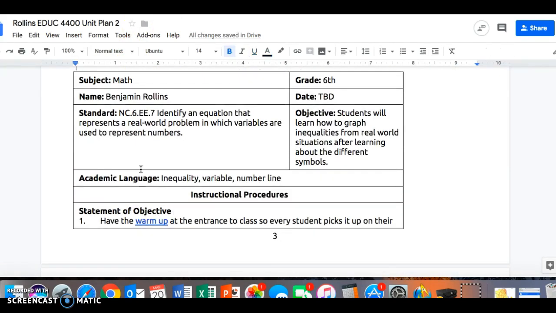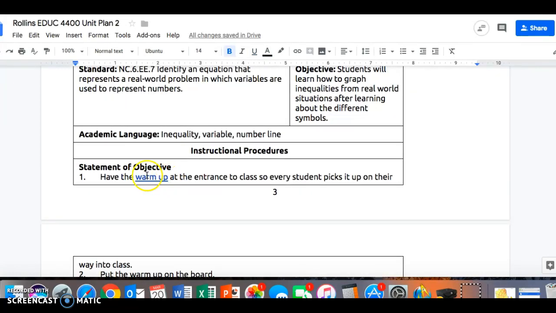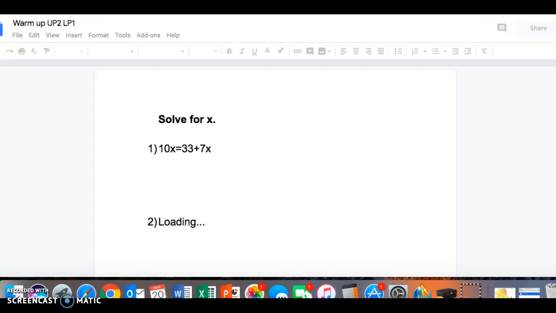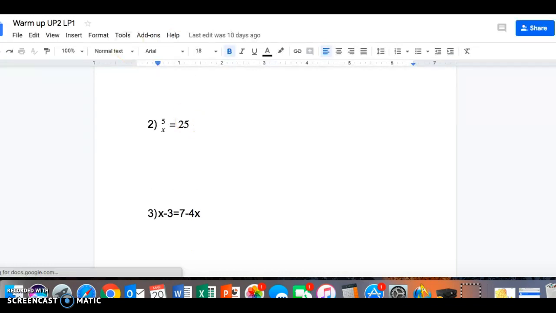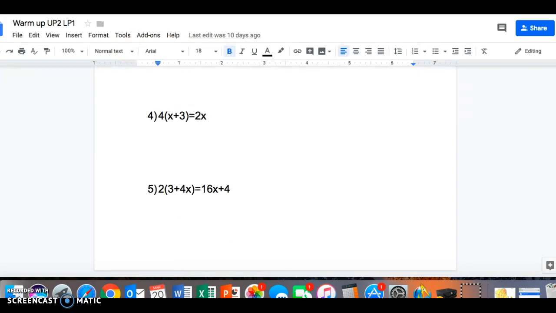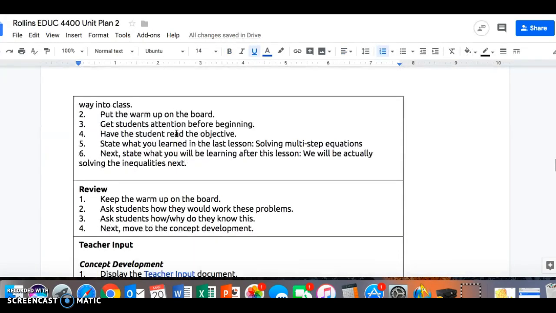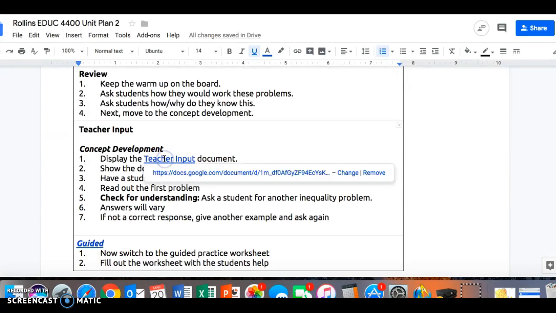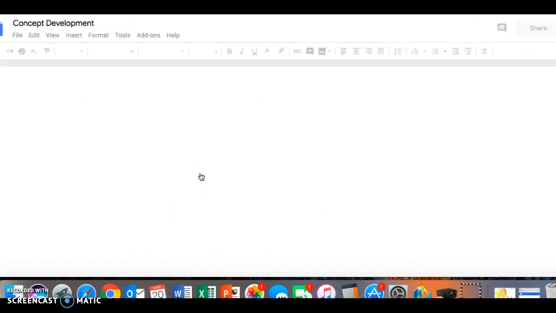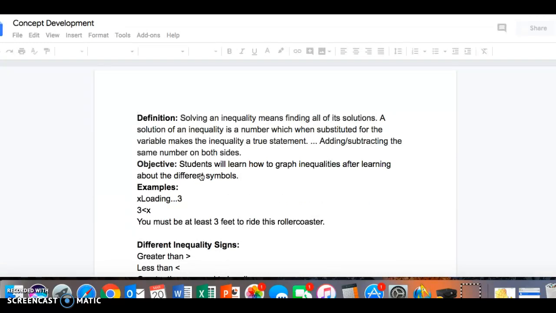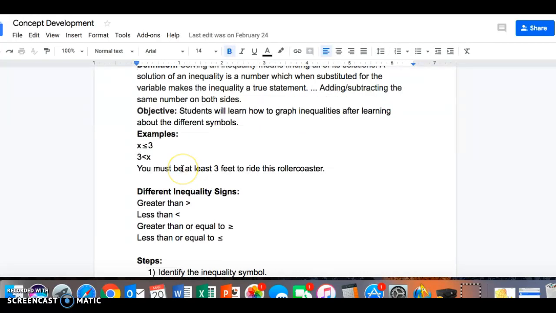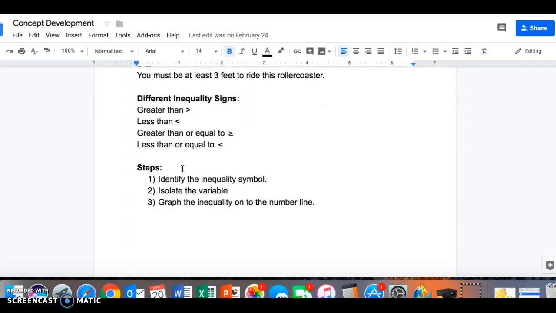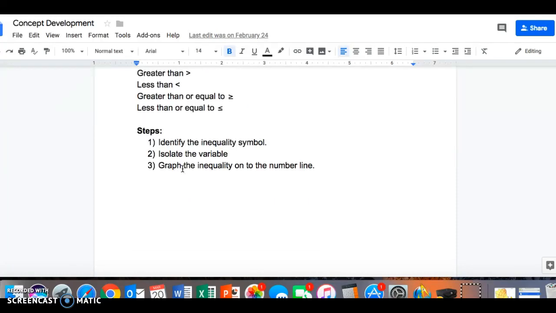And then day 2, this would be the warm up. Again, we're just solving for x. Pretty basic stuff. Making sure to flow. And then we're going to switch gears a little bit and start working towards solving inequalities. So this is just the definition, the objective, and then defining the different inequality signs and then the steps we would use.